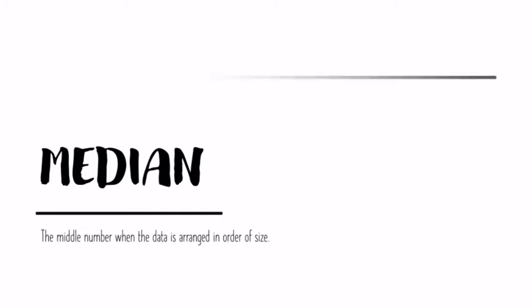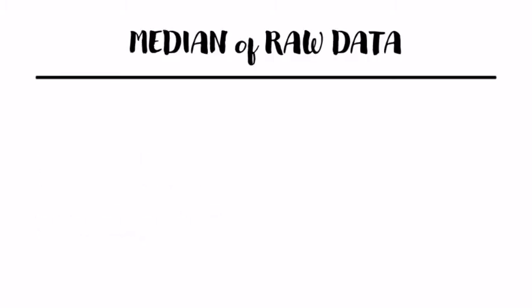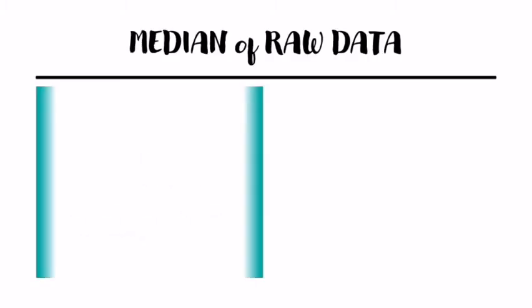Now let's go to the median. Median is the middle number when the data is arranged in order of size. Often, we will rearrange the data in ascending order. It's very rare, almost never, for us to arrange the data in descending order. Okay, so let's see the median for raw data.